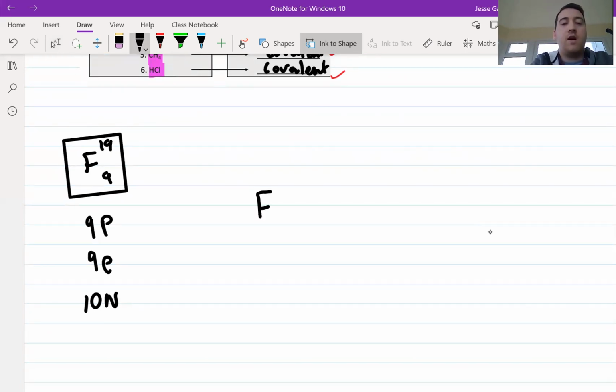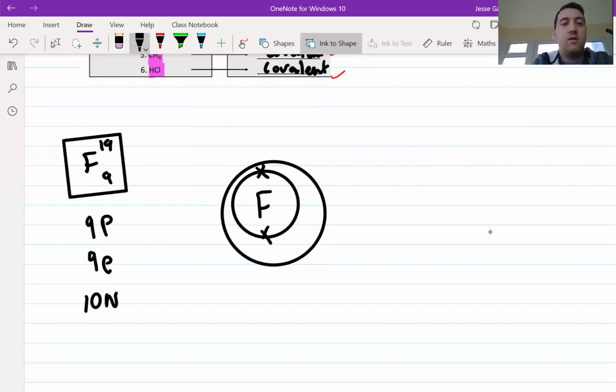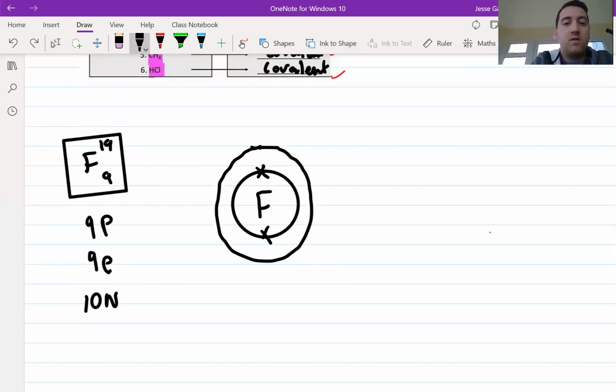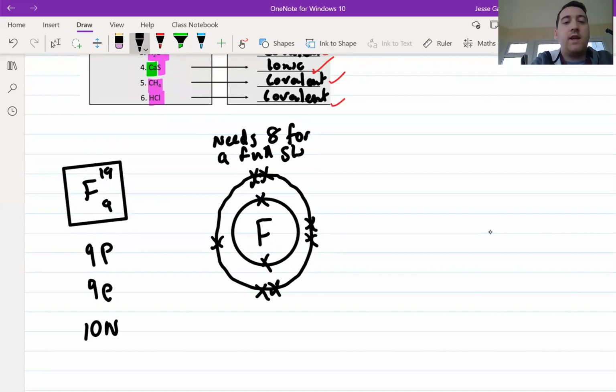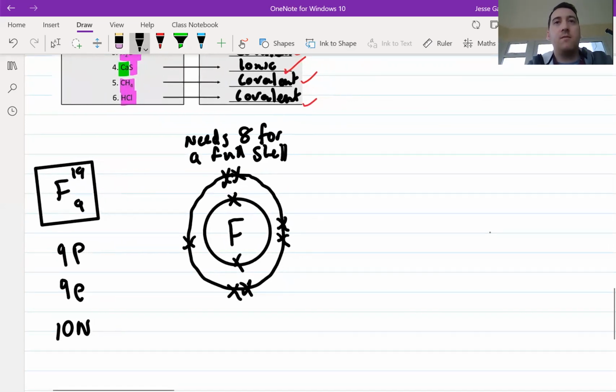Right here, we have an atom of fluorine. Fluorine has 2 electrons in the first shell. Here we go, here's 2, and it's got 9 altogether, which means I'm going to open a second shell. There's 1, 2, 3, 4, 5, 6, 7. There's a fluorine atom. What do we know about it? Well, it's got 7 electrons in its outer shell, and it needs 8 for a full shell. It's not stable at the moment.